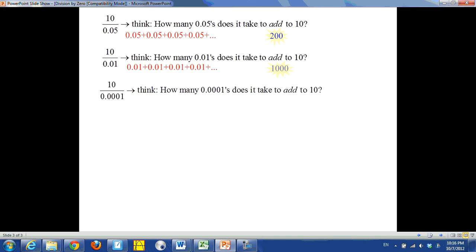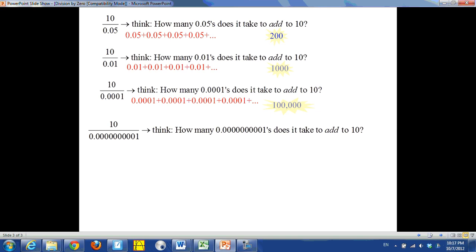Now I've got 1/10,000th. How many 1/10,000ths would it take to add to 10? Well, if it's 1/10,000th, it would take 10,000 of them to add to 1, which means it'll take 100,000 to add to 10.